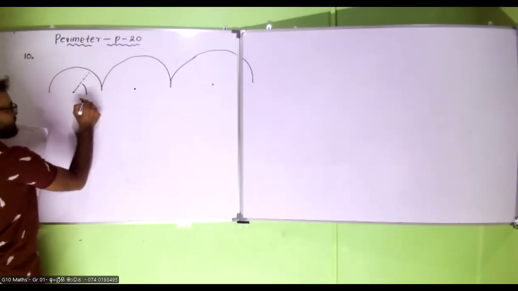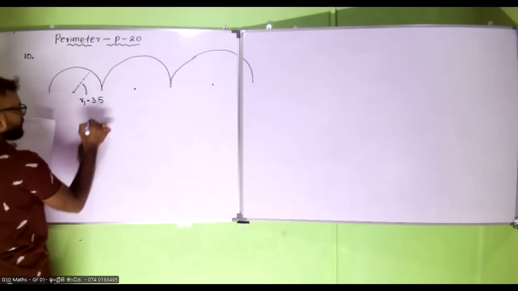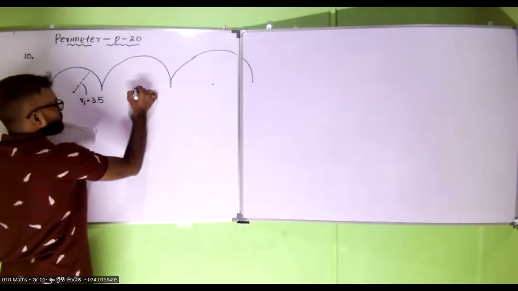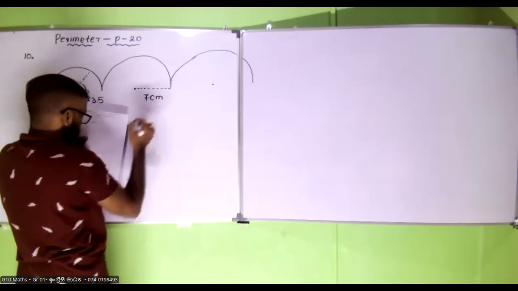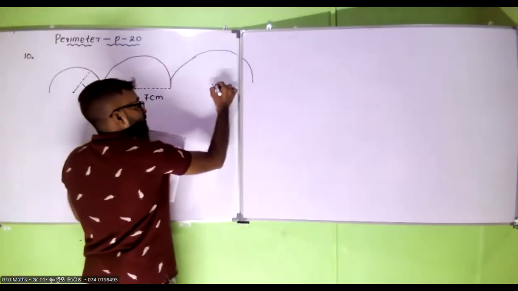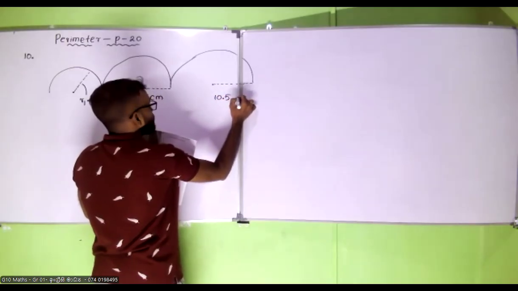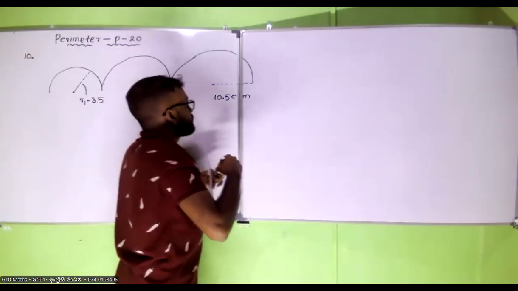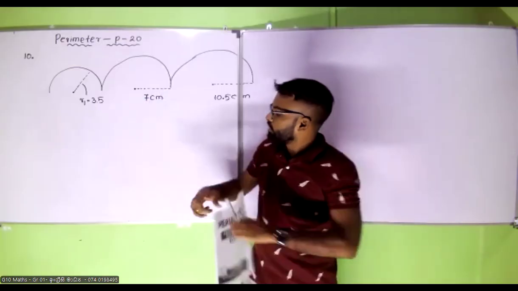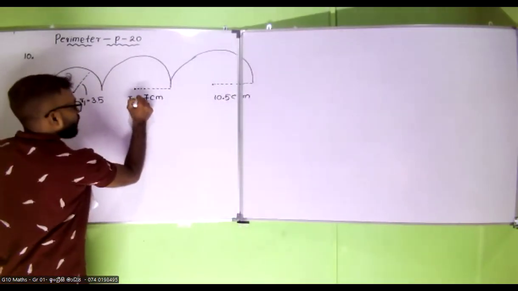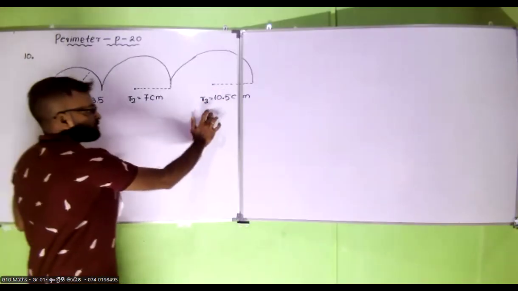I will take this radius as R1. So it is given as 3.5 centimeters. And this one is 7 centimeters. And this one is 10.5 centimeters. Right? So when you are doing this one, I will take this as R2 and R3. Radius 1, radius 2, radius 3.